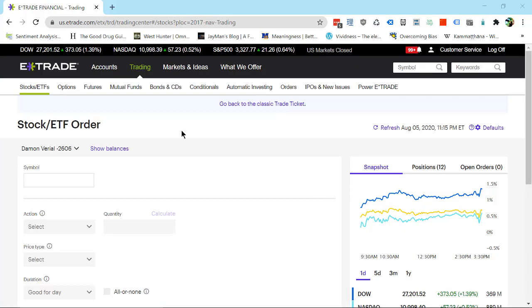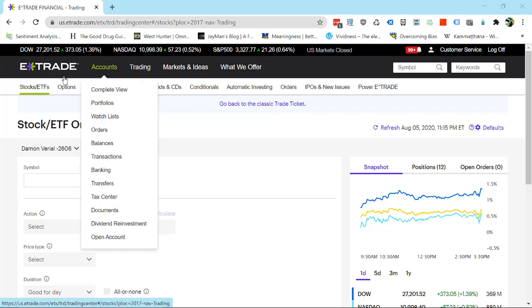Here's how you buy a stock in Etrade. First, you open your Etrade website. Hover over Trading, and you're going to click on Stocks ETF. Menu will pop up, but in my case, I'm already there.